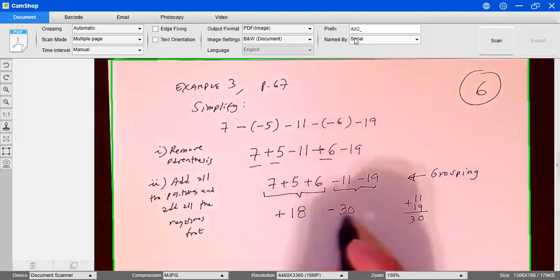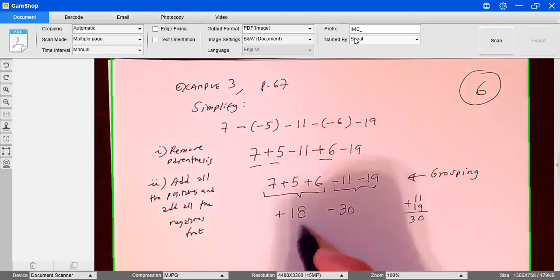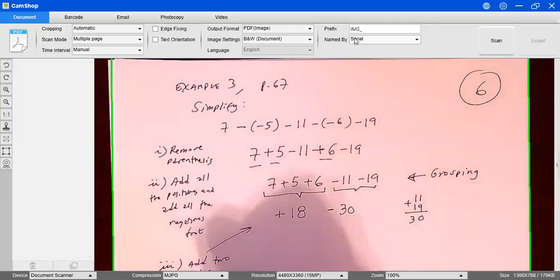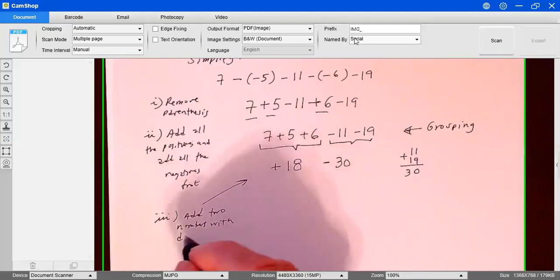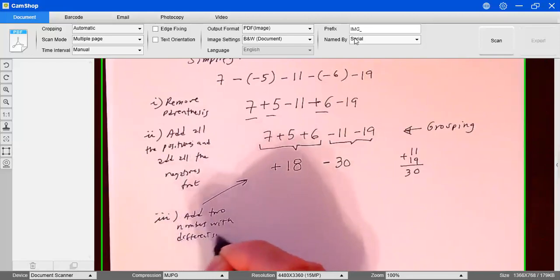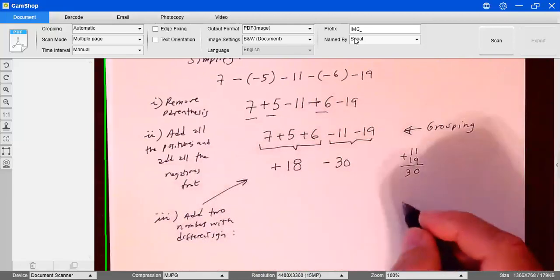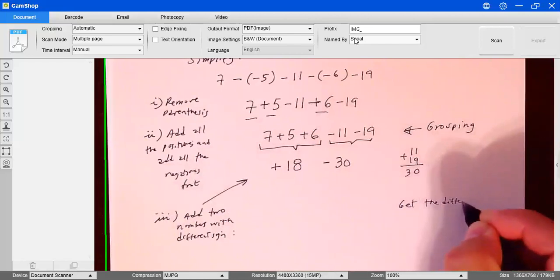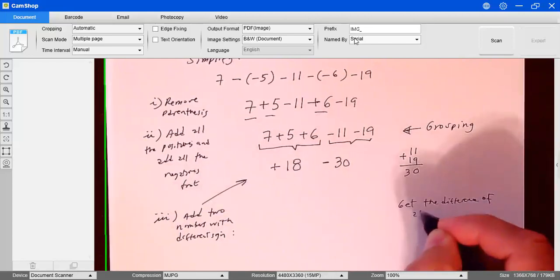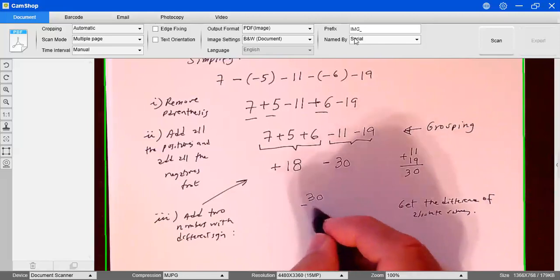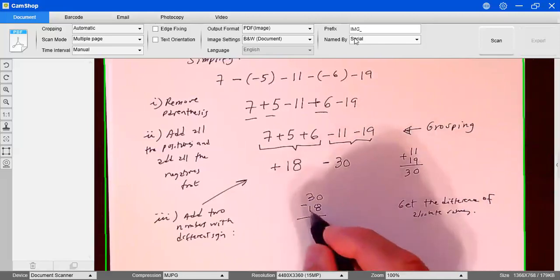So now we end up with a positive number and a negative number. So you're gonna add now two numbers with different sign. How do you get the difference? So you're gonna get the difference of absolute values. That's the first step. So you have 30 minus 18. So you're gonna get 12.